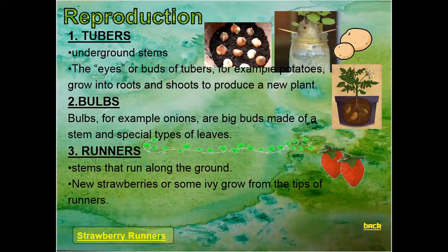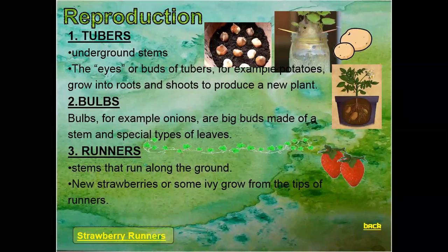So suppose you want to start a strawberry patch. You don't have any seeds. How could you grow strawberries? You could buy one strawberry plant and let new plants grow from the runners of the parent plant.